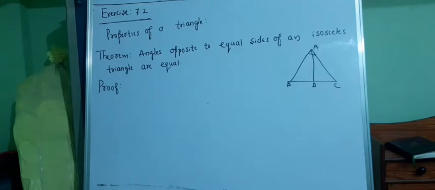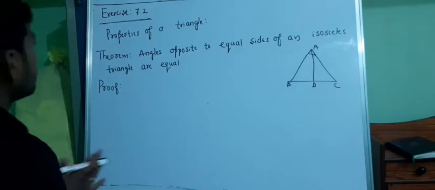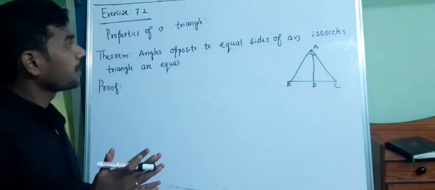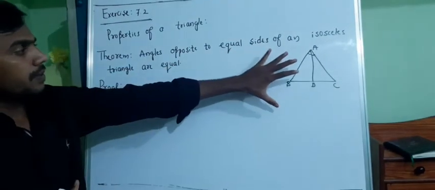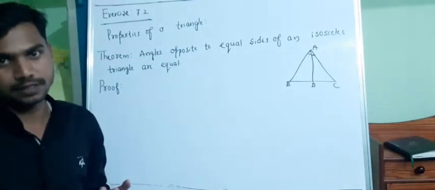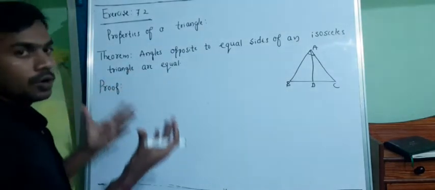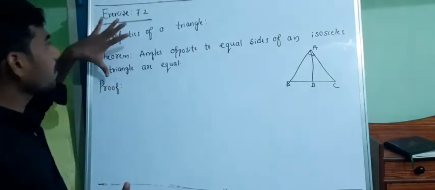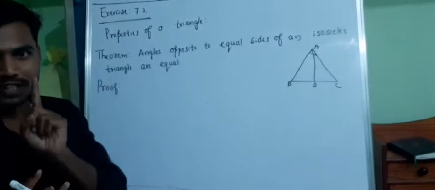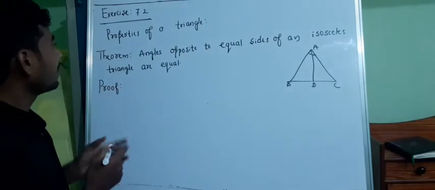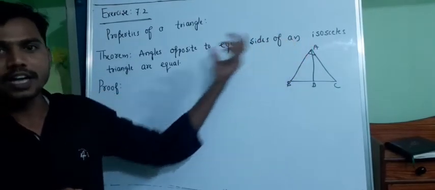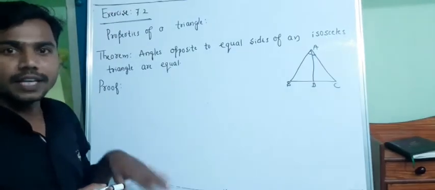Dear students, already we have solved exercise 7.1. In that, the problems were based on two congruency criteria, that is SAS and ASA or AAS. Now, based on those criteria, we are going to derive some properties of a triangle. One such property is the theorem: angles opposite to equal sides of an isosceles triangle are equal.